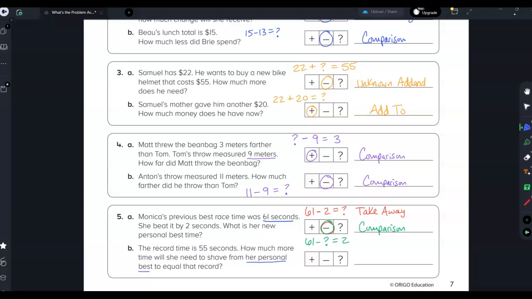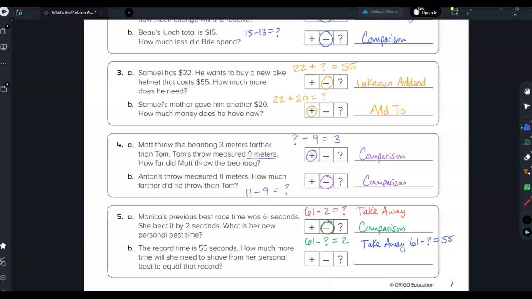So if we think of it as we're starting with 61 seconds and we want to get it down to 55 seconds, if we think of that as a takeaway problem, then that means I would do my start value minus some change equals some ending value. So I'm going to take that start value of 61 and subtract. I don't know how much I need to shave off of that. That's what I'm trying to find, the amount of change. And then that would equal the record time. That's what we're trying to get to, that record time of 55. So if you did a takeaway, that's the equation I would want to see.